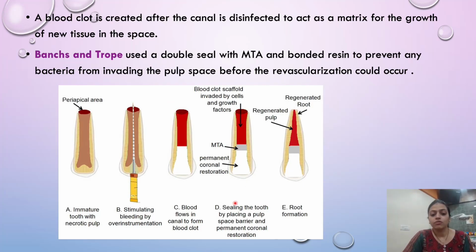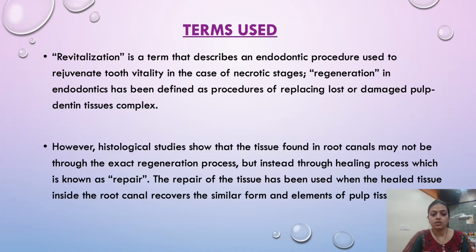Okay, and then we have to seal the tooth by placing a plug, which is usually MTA, and a permanent coronal restoration. So this blood clot acts as a scaffold, and later it is invaded by cells and growth factors, and this leads to the regeneration of the pulp. Okay, this is where regenerated root formation takes place. So this is the procedure.